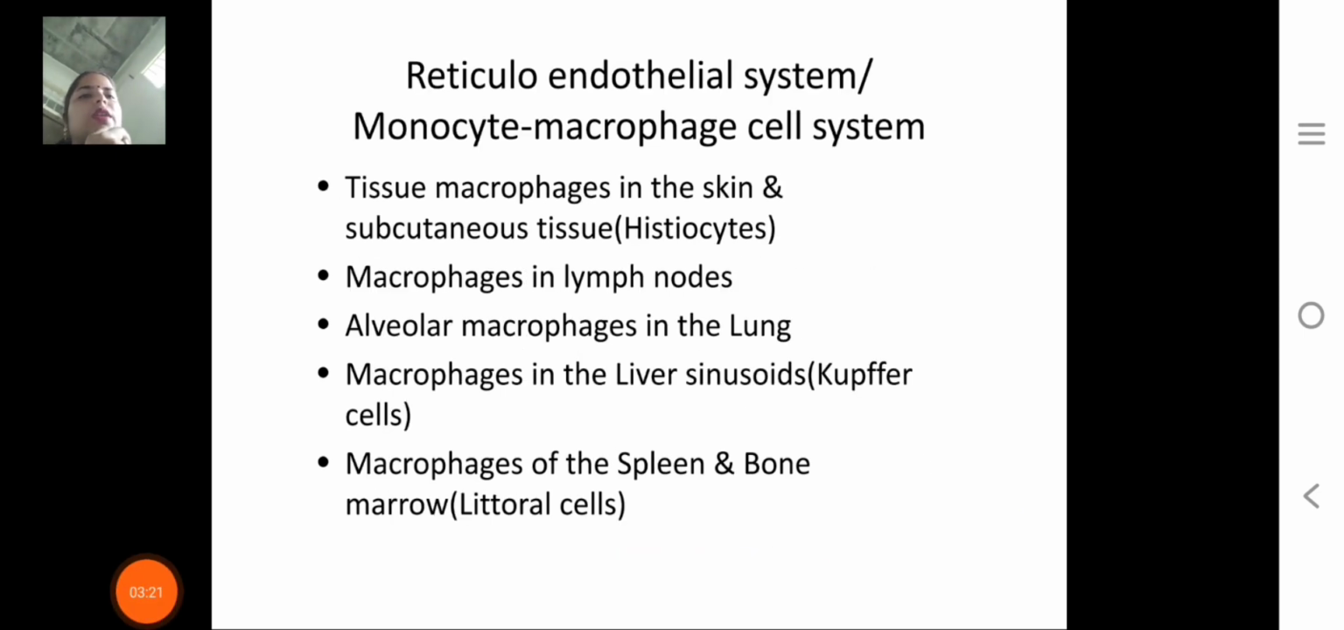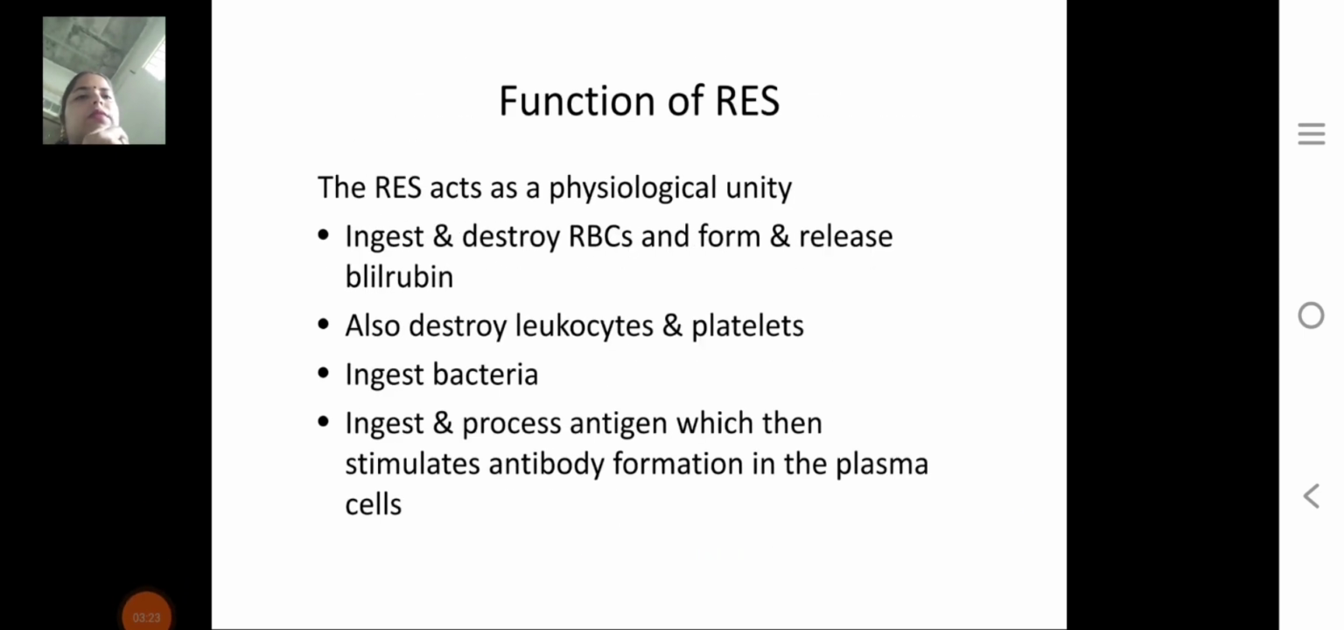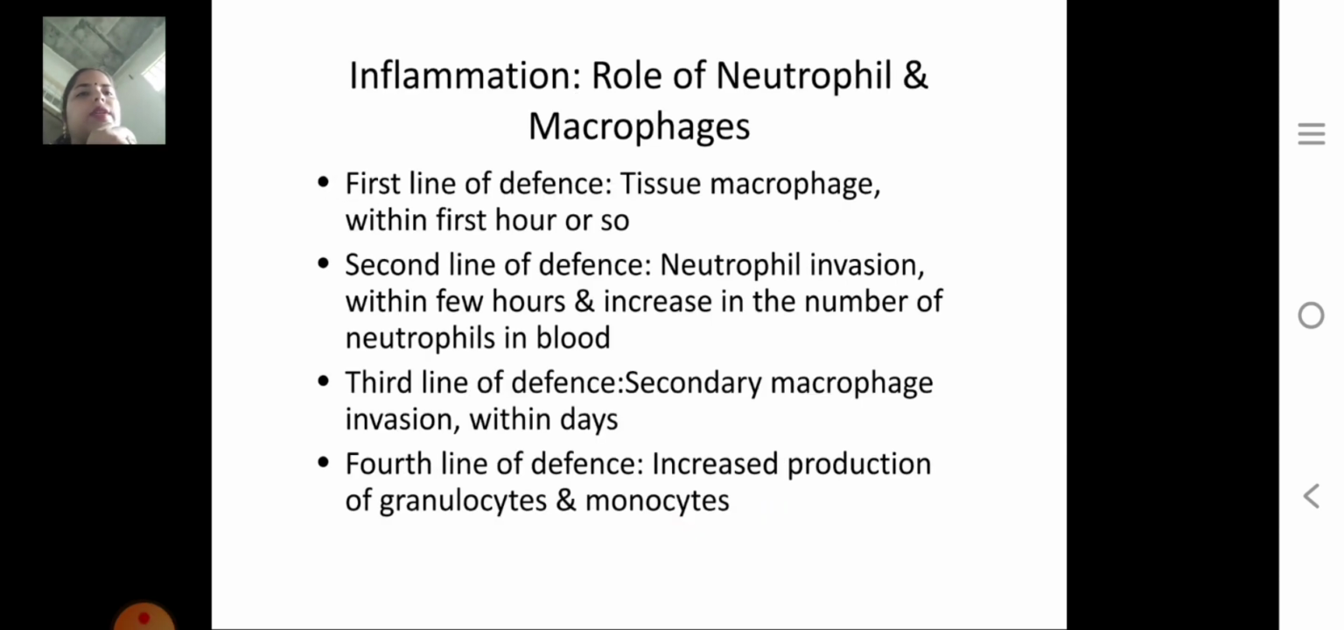Function of the reticuloendothelial system. The RES acts as a physiological unit. It ingests and destroys RBCs and forms and releases bilirubin, and also destroys leukocytes and platelets. It ingests bacteria, and ingests and processes antigen, which then stimulates antibody formation in the plasma cells.